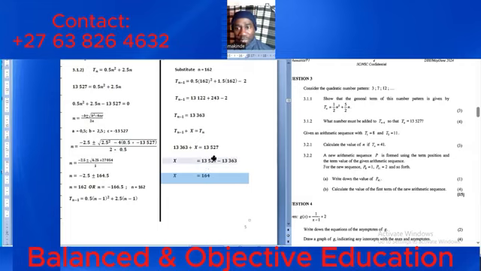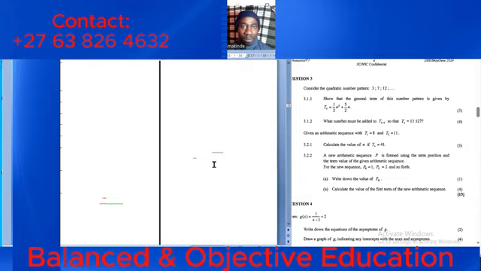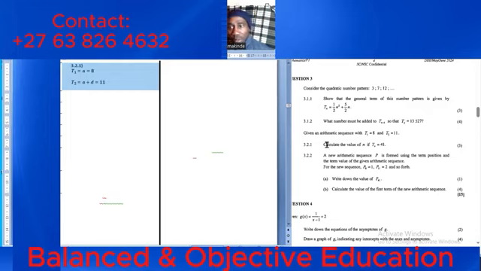So the next question is question 3.2.1. So we were given this arithmetic sequence with T1 equals 8 and T2 equals 11. Now they say we should calculate the value of n if Tn equals 41.